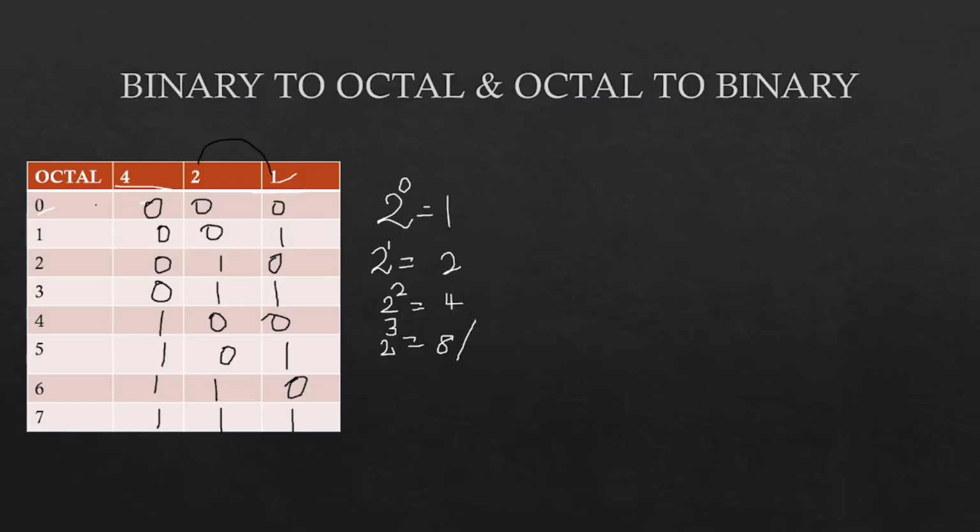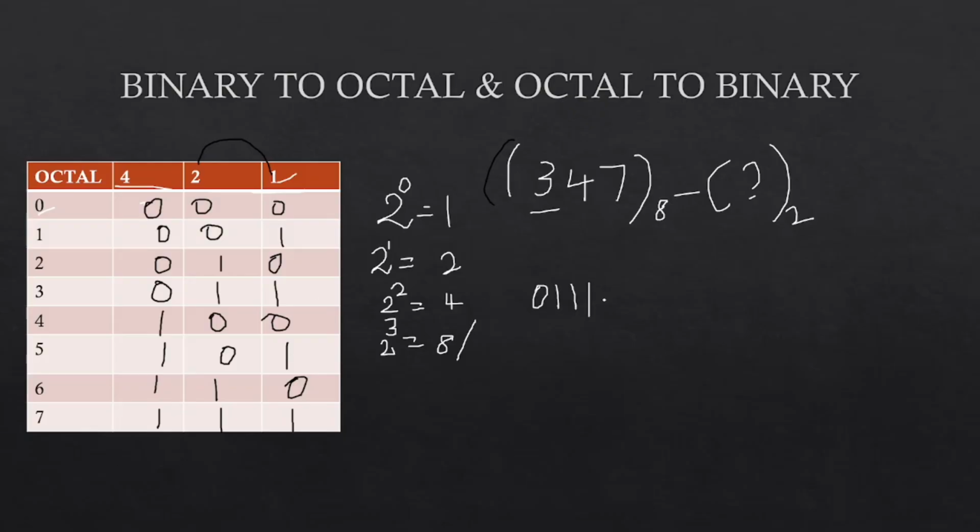Now directly by using this table, we are going to convert binary to octal and octal to binary. For example, I want to convert the octal number 3, 4 and 7 to the base 8. What is the binary equivalent? How can you convert it? You can see what 3 is. 3 is nothing but 0, 1, 1. And 4 is 1, 0, 0. And 7 is 111. That's all. That is the answer for binary.